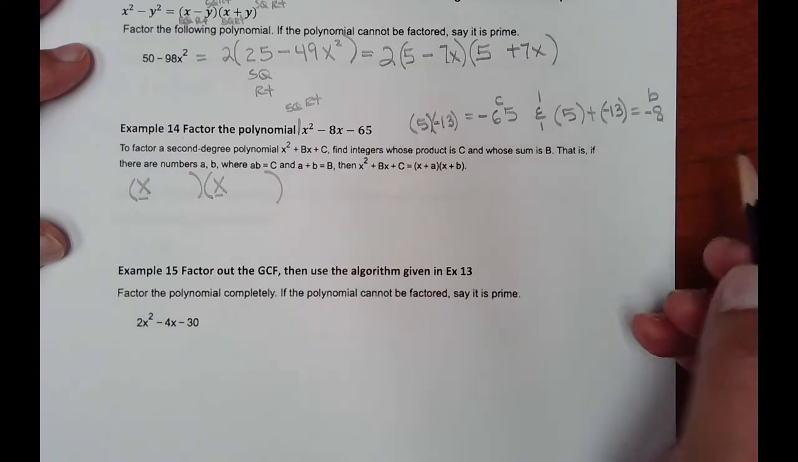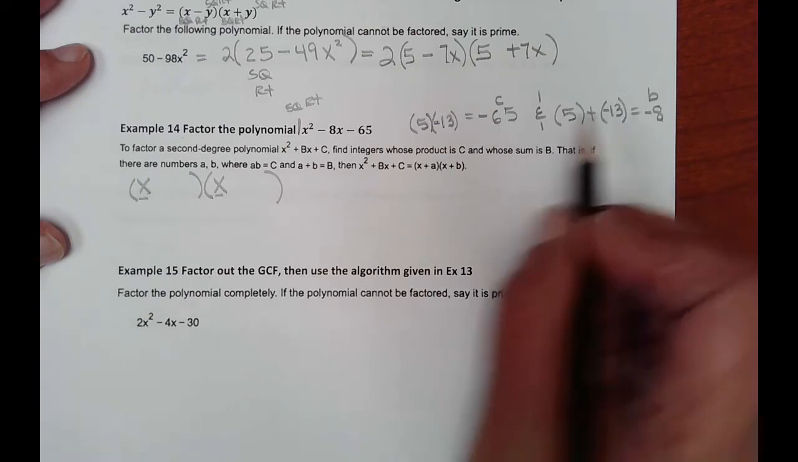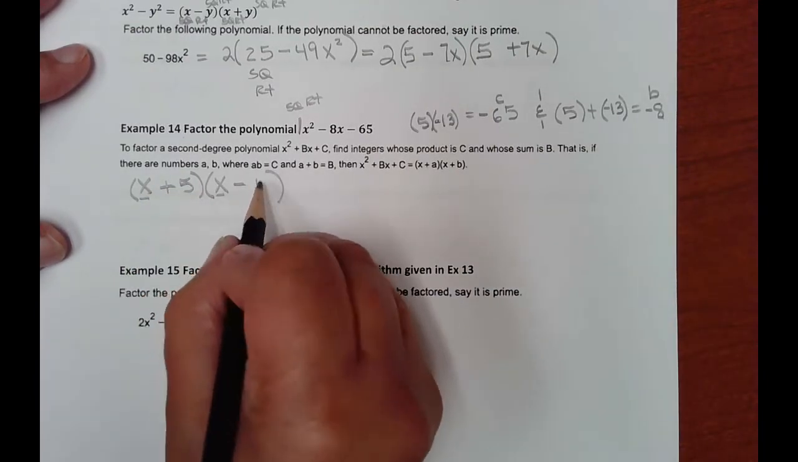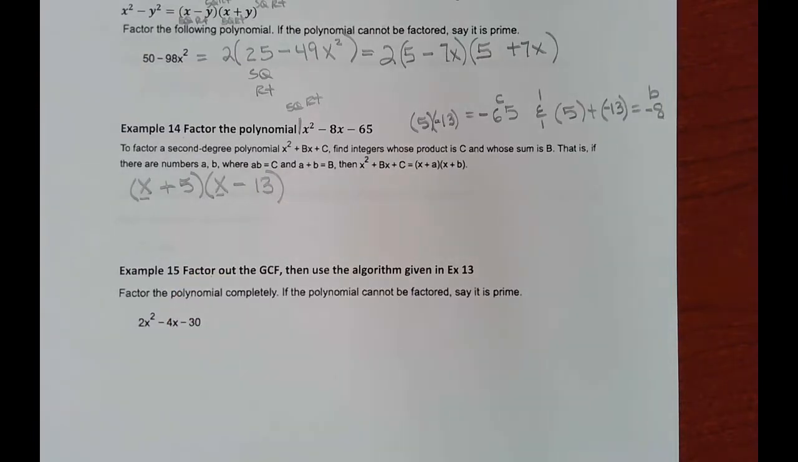It doesn't matter which one you give first. You can put the positive 5 first and then the negative 13 or vice versa. And there it is, all factored.